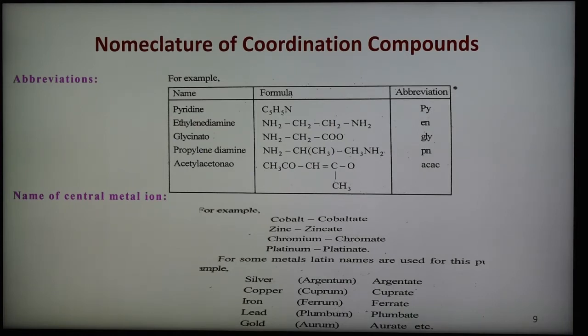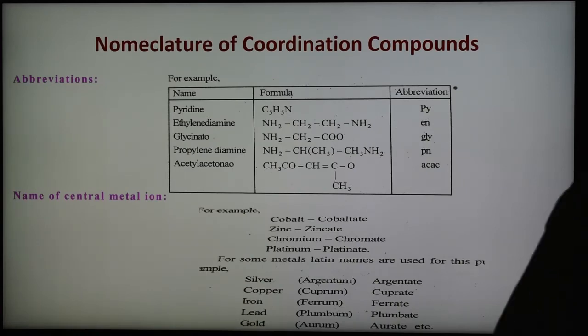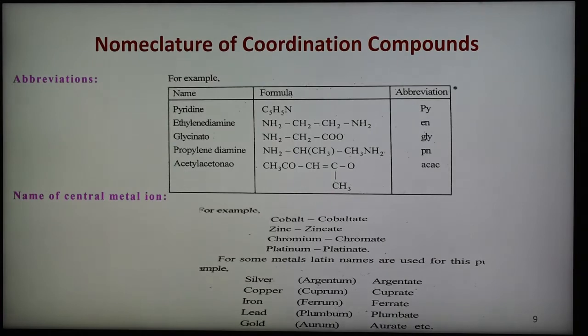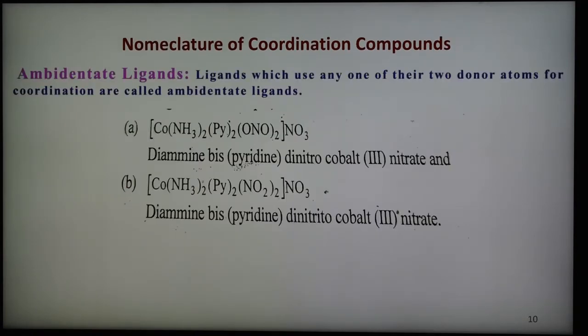After the name of the central metal ion, the oxidation state we again have to write in a parenthesis, that is, in a bracket. So these are some examples. We have to write ATE when the metal is a part of a negative ion. We are going to see some examples of complexes, and by applying all these IUPAC rules we can write the name of the coordination compound.